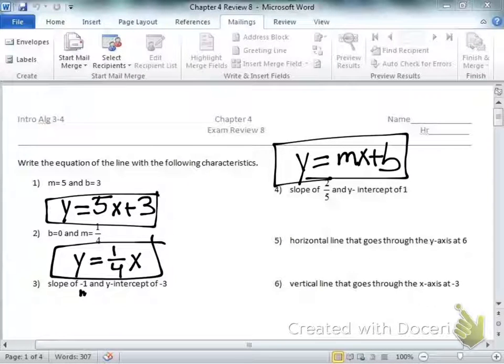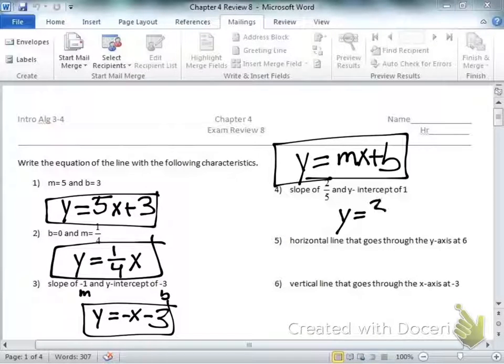Remember, slope is another word for m. Y-intercept is the b. So this is y equals negative 1x, which is the same thing as negative x, and then plus negative 3 is the same thing as minus 3. So that's what number 3 would look like on the final. Next one, we have y equals 2/5 x plus 1.